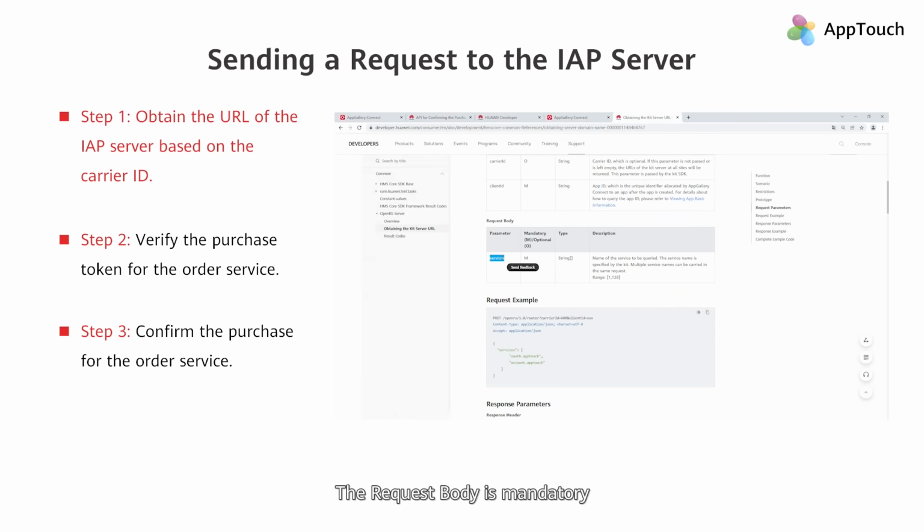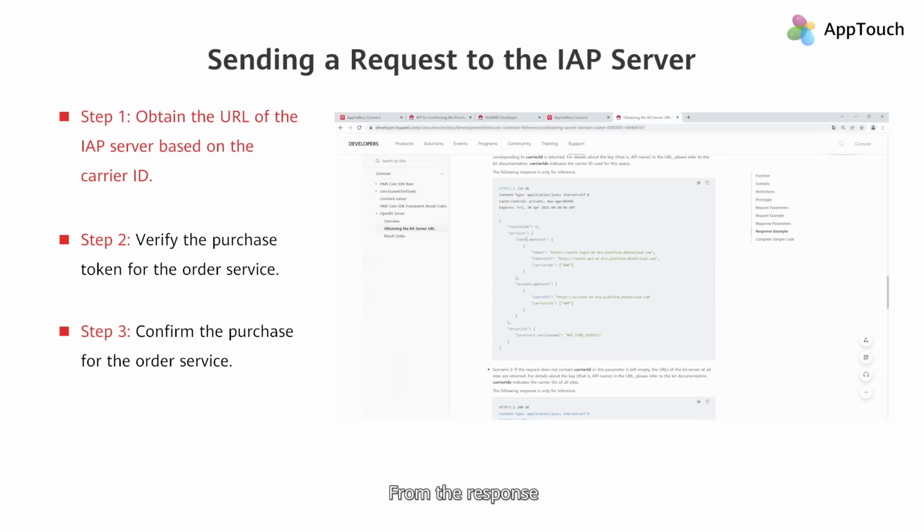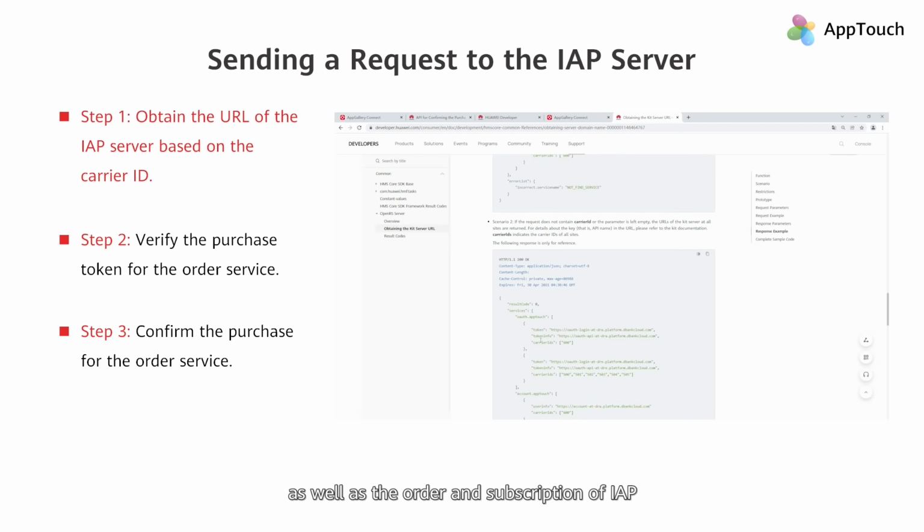The request body is mandatory, and its parameter value is a character string. The value of service name to query is defined by each kit. You can also define OAuth AppTouch and Account AppTouch. From the response, you can obtain URLs such as token and token info of AccountKit, as well as the order and subscription of IAP.